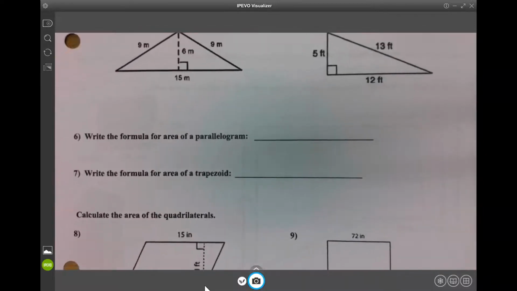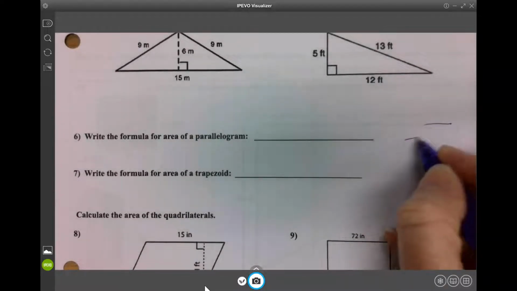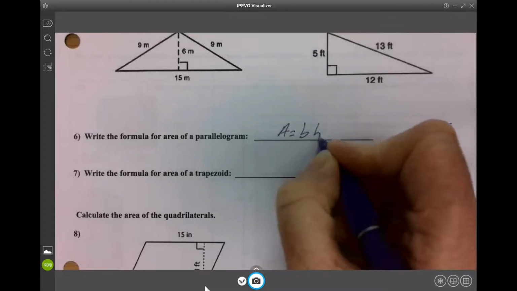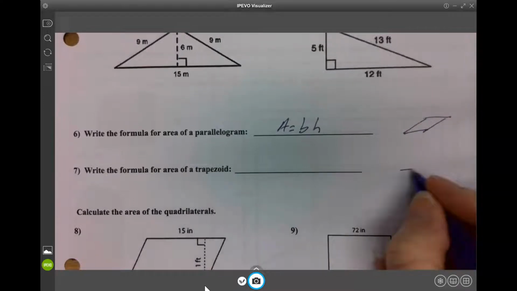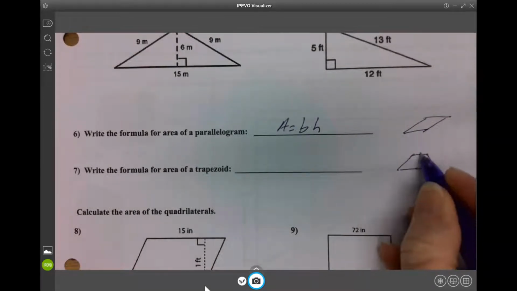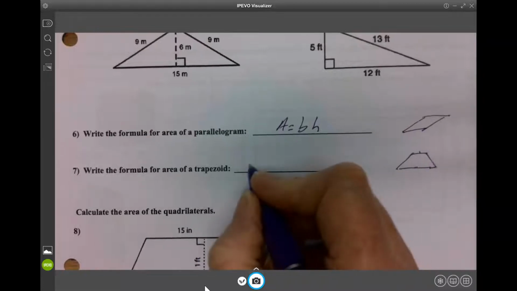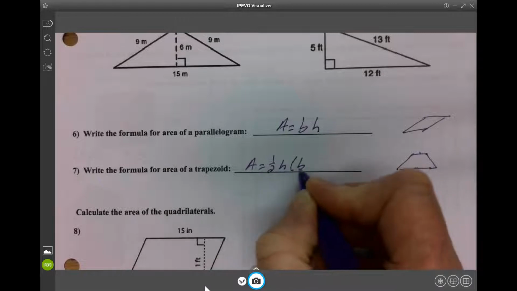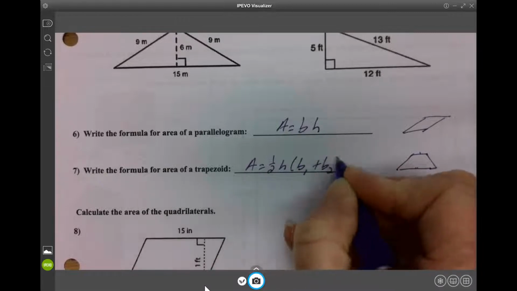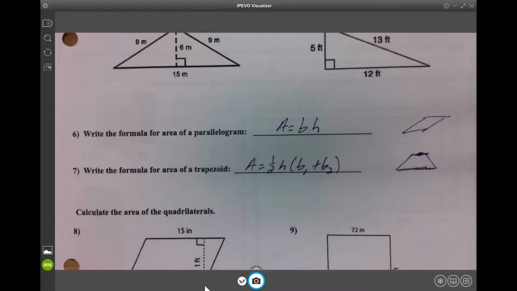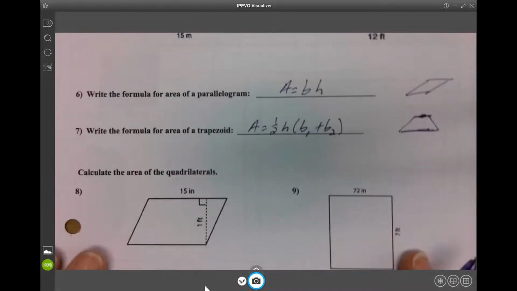Write the formula for the area of a parallelogram. Remember, a parallelogram looks like a pushed over rectangle, and area of a parallelogram is base times height. Area of a trapezoid looks more like a lampshade, okay, where these two sides have to be parallel and the other two do not. So this one is area is equal to 1/2 height times base 1 plus base 2. And these are your two bases. This right here is a base, and this right here is a base. And that's what you're going to add together before you multiply it times height.